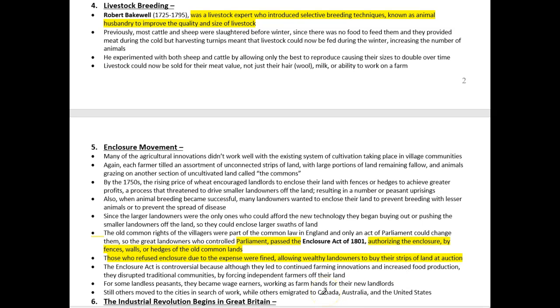The Enclosure Act is controversial because although they led to continued farming innovations and increased food production, they disrupted traditional communities by forcing independent farmers off their land. For some landless peasants, they became wage earners, working as farmhands for their new landlords. Still, others moved to the cities in search of work, while others emigrated to Canada, Australia, and the United States.